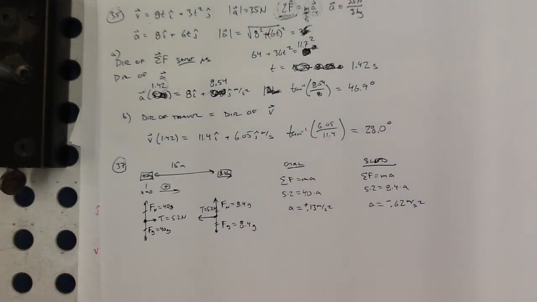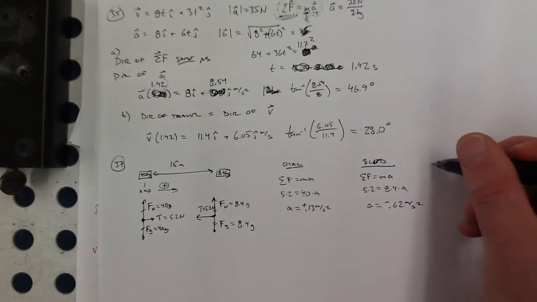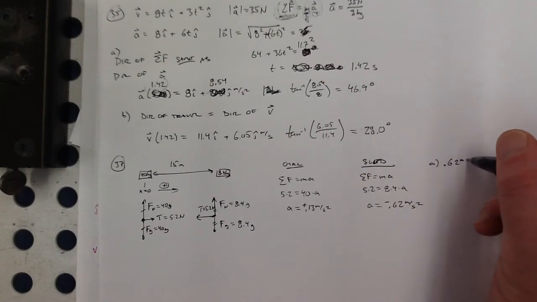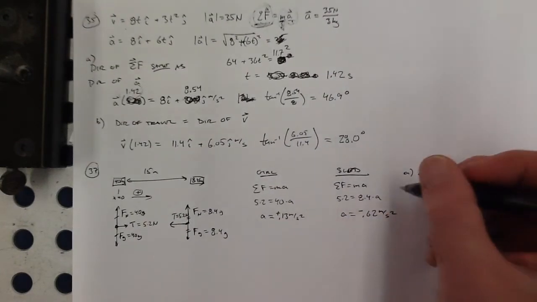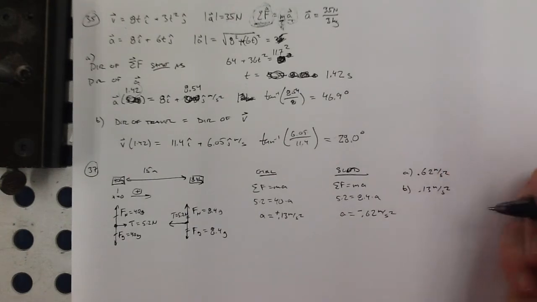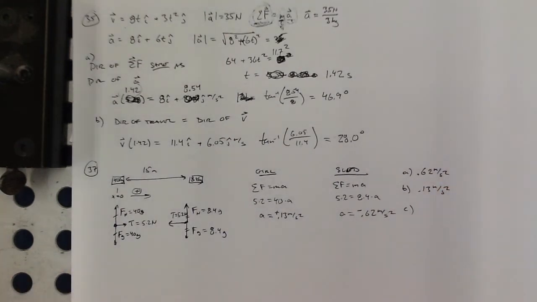And the book is asking me what are the magnitudes of the acceleration of the sled and the girl. So I think I have those. This is the answer for part A. They said magnitude, so that's the absolute value of that. B would be that. And then they want to know where do they meet relative to the girl's position. Okay, how do I do that?